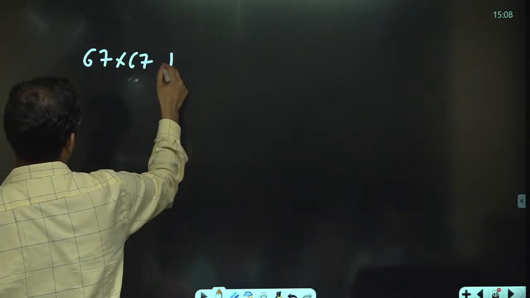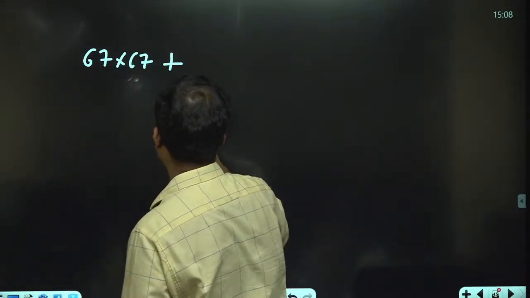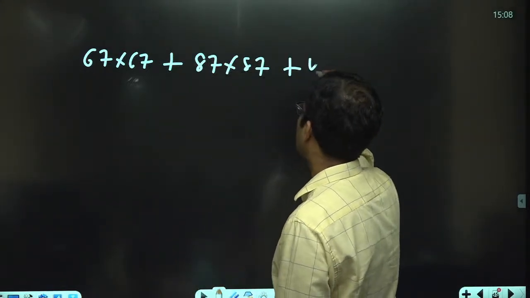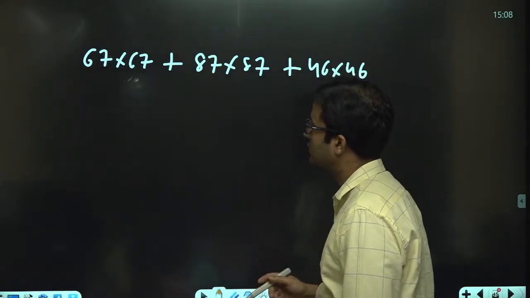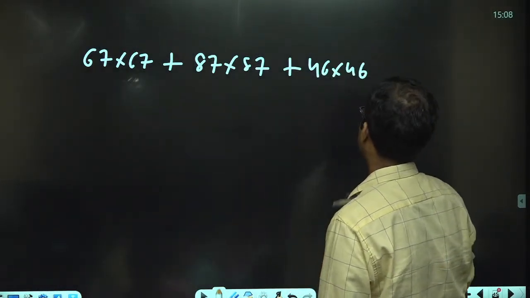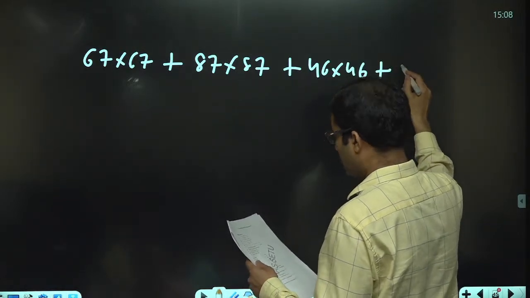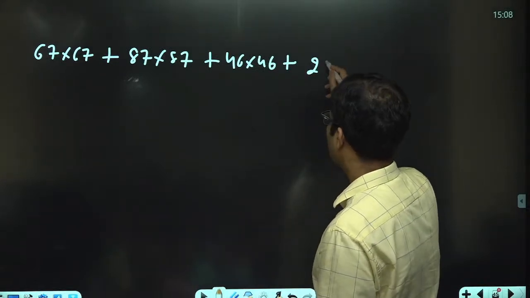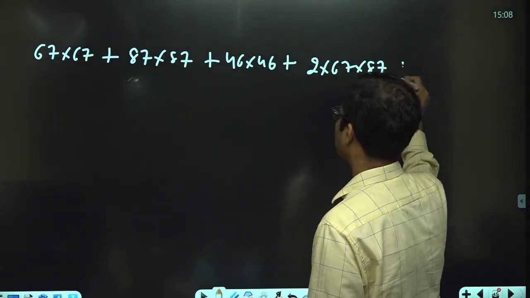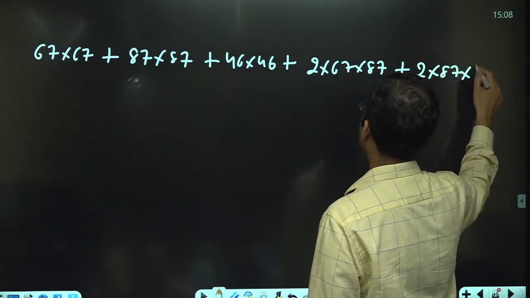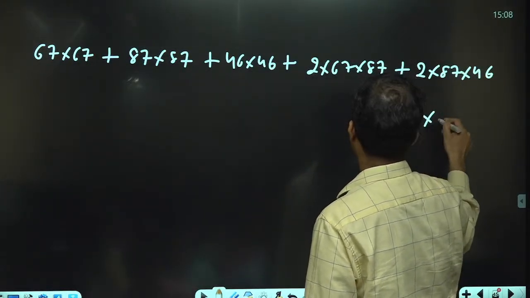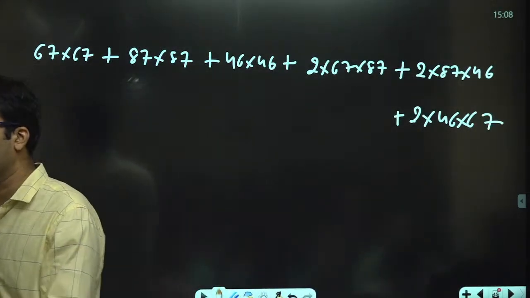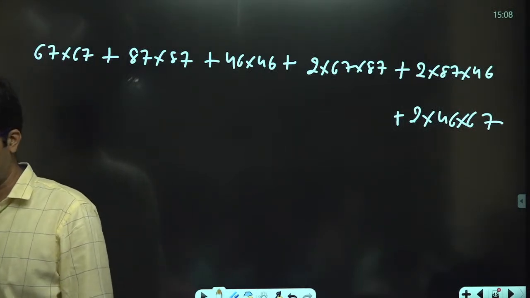67 into 67 plus 87 into 87, 46 into 46 plus 2 into 67 into 87 plus 2 into 87 into 46 plus 2 into 46 into 67. Just try this if you know this arithmetic equation by chance.